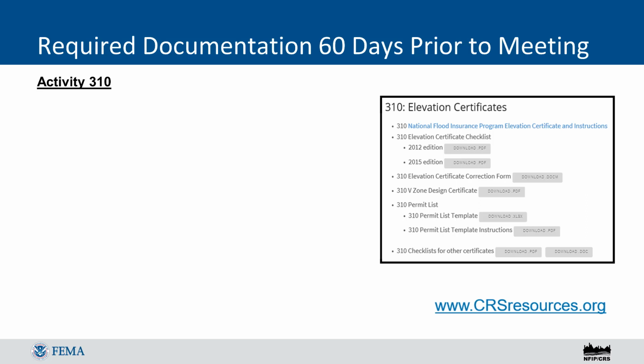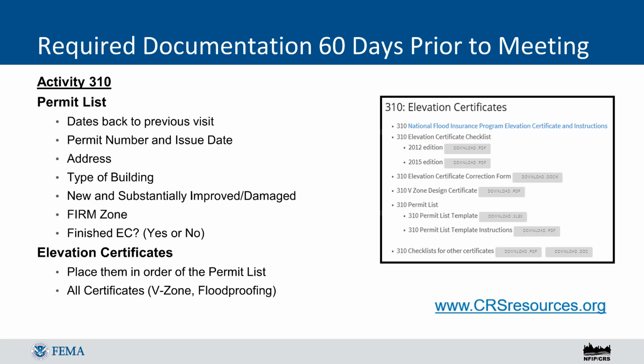But there are 2 activities where we do need documentation 60 days ahead of time. The first is Activity 310, which is your permit list and your ECs. The permit list should show all the new and substantially improved and substantially damaged structures in your 100-year floodplain since the last visit. Your list should go back to your previous cycle visit date and must include the permit number, the issue date, the address, the type of building. Is it a residential or commercial building? Is it new or substantial improvement? What flood zone is it in? And do you have the finished EC for each?